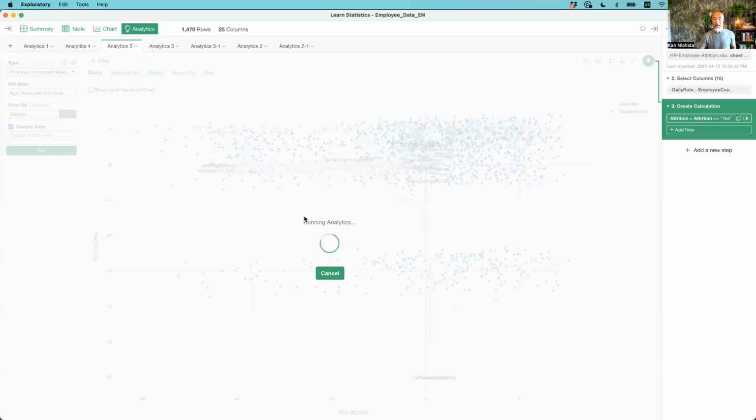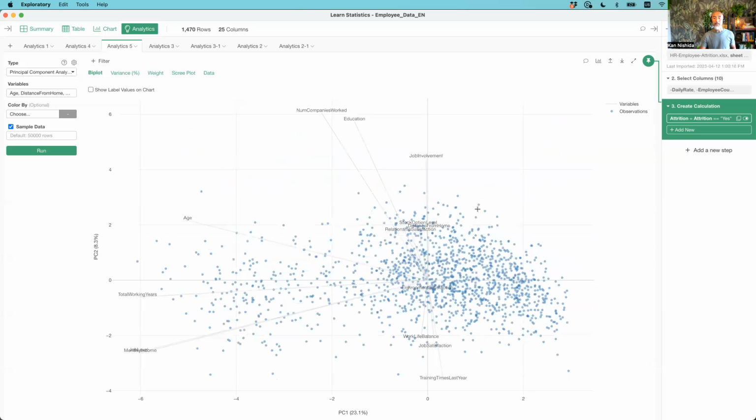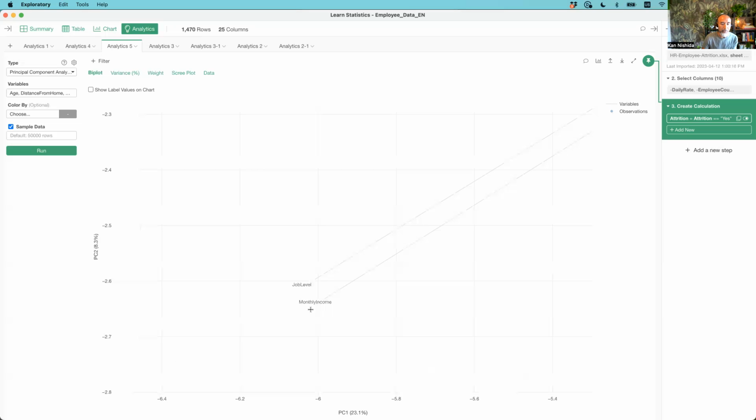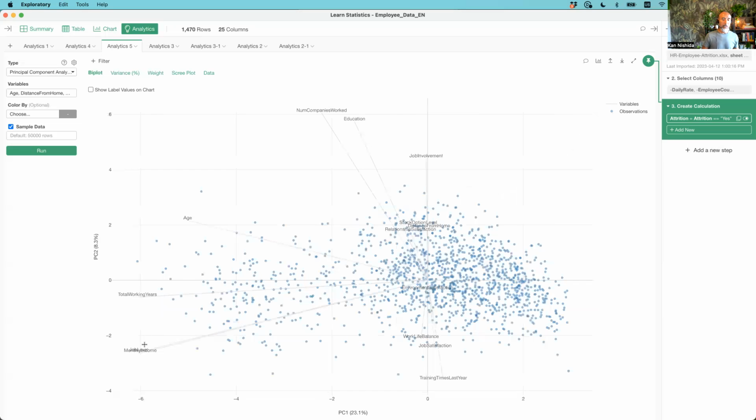So basically, I just remove this one. And then I wanted to see what the relationships are among the rest of the variables here. So this gives us a slightly different view. Now here again, monthly income and job level, these two, it's super crowded here, but they're almost going in the same direction. That we already know from the correlation analysis and the summary view, these are highly correlated.